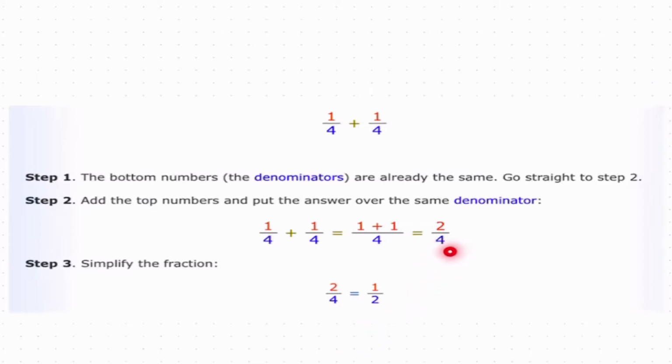If we notice, 2/4 is not simplified, right? So if we ask ourselves, is there any number that we can divide into both the numerator and the denominator? We would say yes, because 2 could go into both 2 and 4. So 2 divided by 2 is 1. 4 divided by 2 is going to be 2. So it's going to equal 1/2.